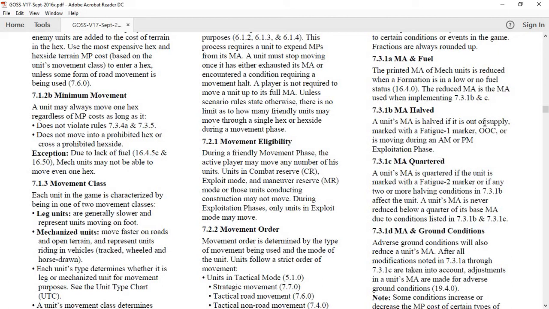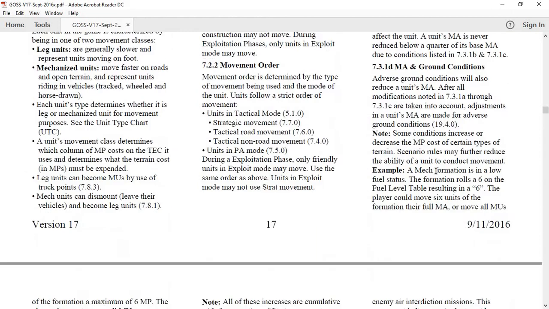A unit's MA is halved if it is out of supply, marked with a fatigue 1 marker, out of command or OOC, or is moving during an AM or PM exploitation phase. MA quartered. A unit's MA is quartered if the unit is marked with a fatigue 2 marker, or if any 2 or more halving conditions in this rule affect the unit. A unit's MA is never reduced below a quarter of its base MA due to the conditions listed in here and here. MA and ground conditions.